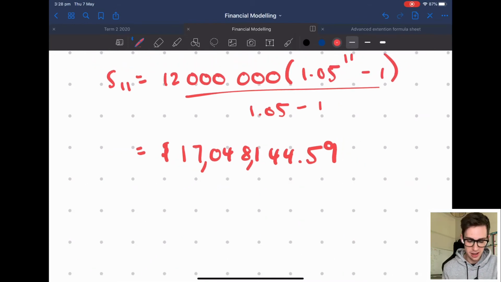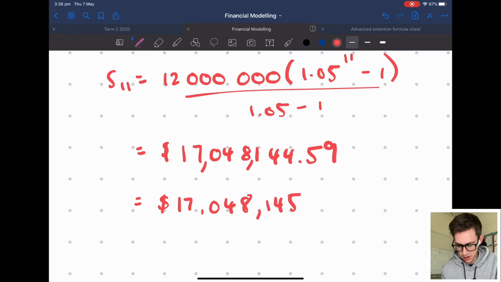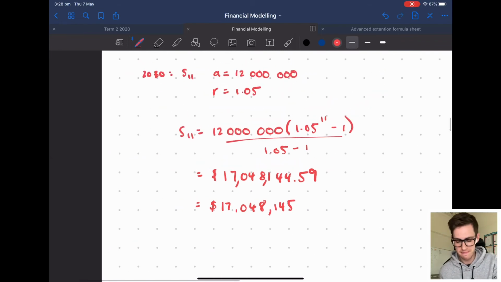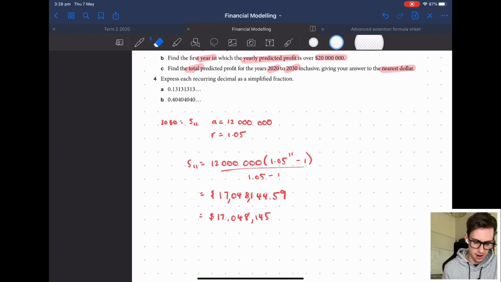17,048,000 and a bit. Remember that the question asked us to round it to the nearest dollar. So that means looking here, is 59 cents closer to rounding up or is it closer to rounding down? We must round up. So this is going to be 17,048,145. Okay, that's question 3 done.